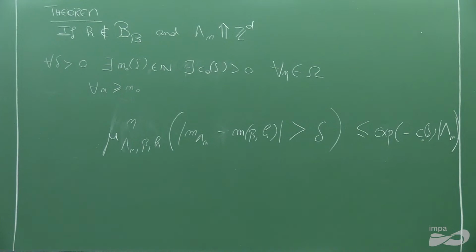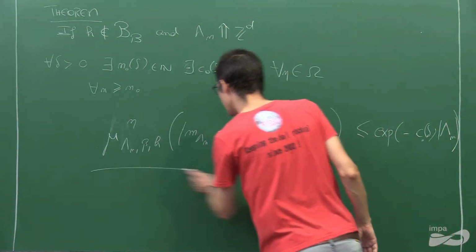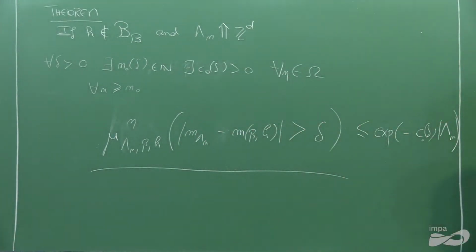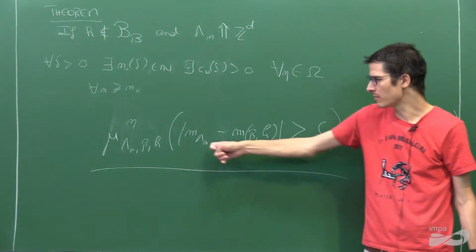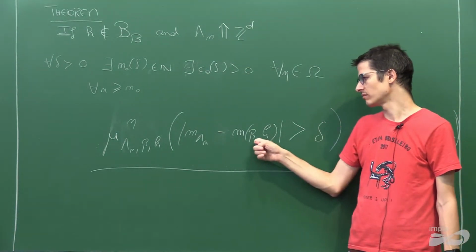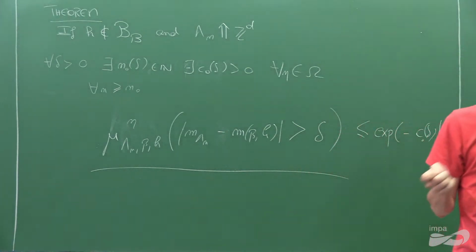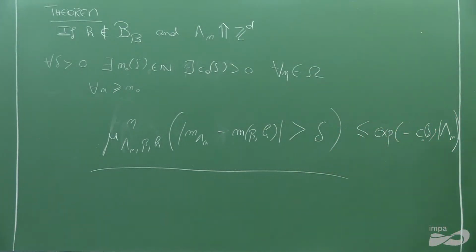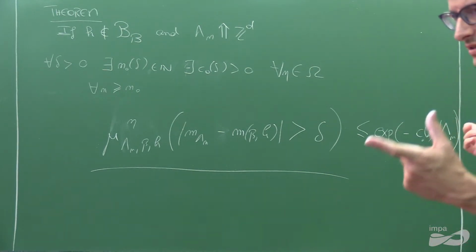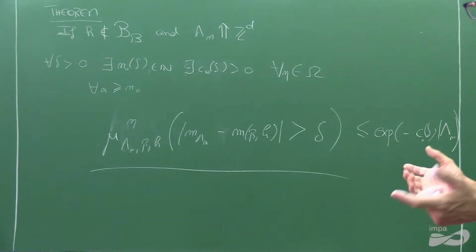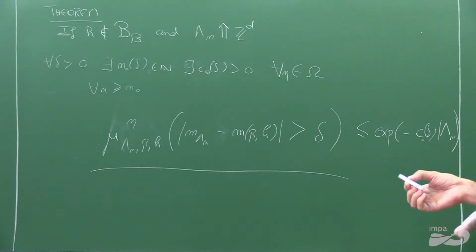A lot of quantifiers here, but the statement is kind of clear. If you take a large box, then m_Lambda has to be close to m(beta,h). And the probability to deviate from it decays exponentially in the volume of the box. So for instance, in Z^2, if you take square boxes, this decays like exponential of minus n squared, so very fast.